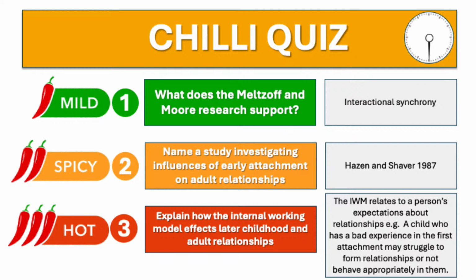And then for number 3, we've got explain, which is our most challenging question here. Explain how the internal working model affects later childhood and adult relationships. And here what we've done is given an example, and really encourage you to do that with key terms in the exam to demonstrate that depth of knowledge. So we know that the internal working model relates to a person's expectations about relationships. So here we've got our example. A child who has a bad experience in the first attachment may then go on to struggle to form relationships or maybe not behave appropriately in them as an adult, okay?